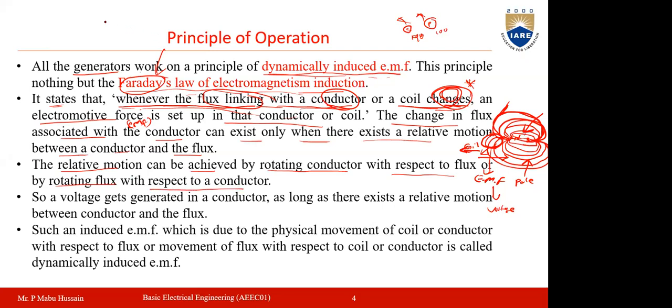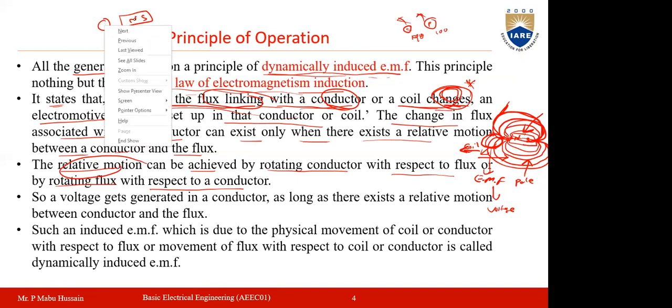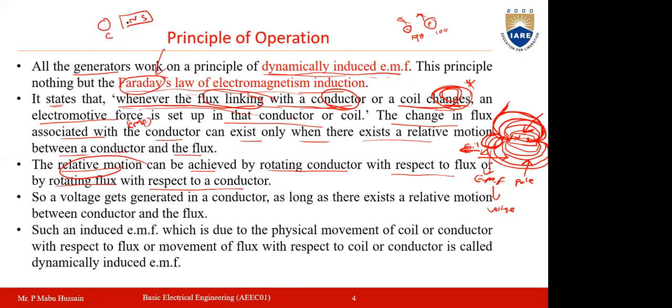Okay, so now you can rotate the conductor, or you can rotate the magnetic flux to get the relative motion. To get the relative motion between the conductor and your magnet, you can move any one. You can move the conductor and keep the flux constant, or you can fix the conductor and move the flux. So you can do anything. In both cases, this law will be valid, and EMF will be induced in the conductor.